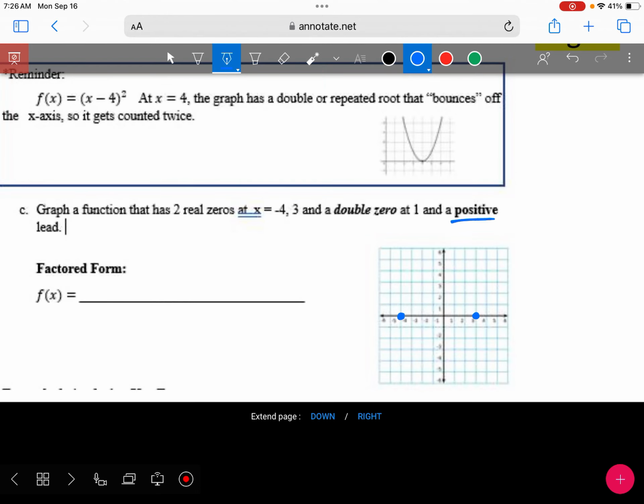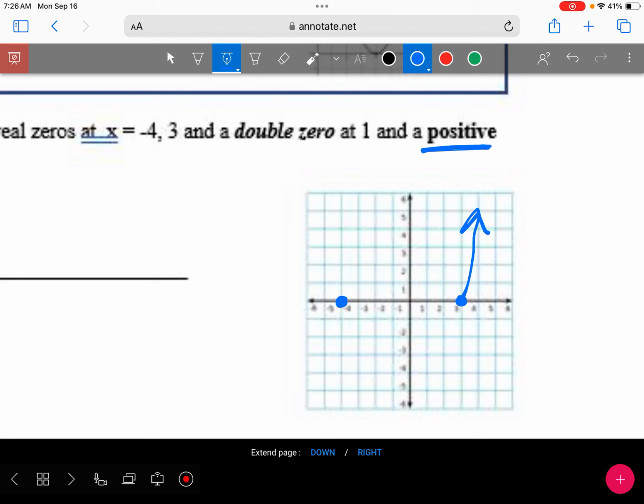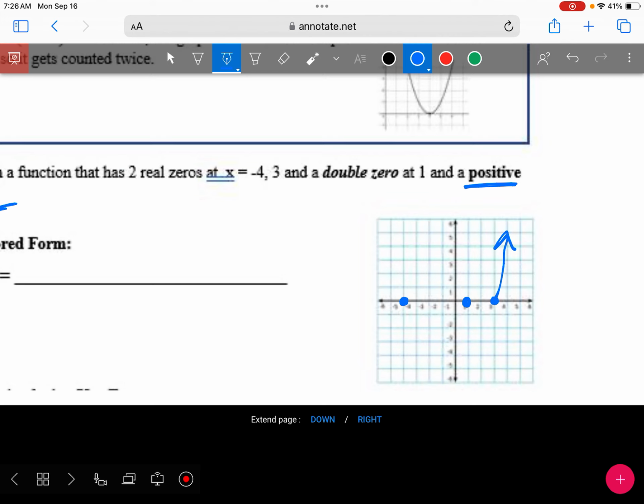Now it also says it has a positive leading coefficient. So that means that this side is going to go up. Oh, I'm sorry. It has 2 real zeros at -4 and 3 and a double 0 at 1. So let's go ahead and put a point at 1 too. So it has 2 real zeros, one at -4, one at positive 3. It also has a double 0 at 1.